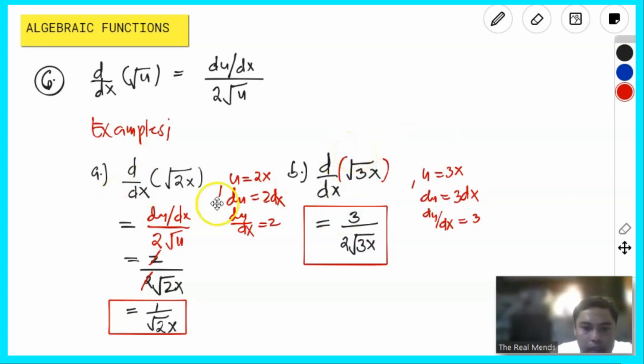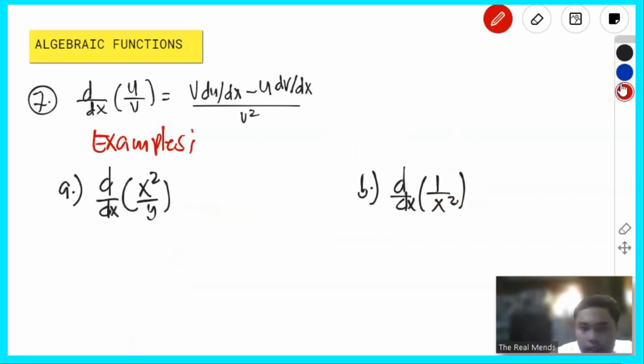Then let's proceed to problem number 7. We have here the derivative of a fraction. If we get the derivative of u over v with respect to x, that is just v du over dx minus u dv over dx, over v squared. We have a problem. Get the derivative of x squared over y. So our u here is equal to x squared. To get the derivative, that is just du equals 2x dx. So our du over dx is equal to 2x.